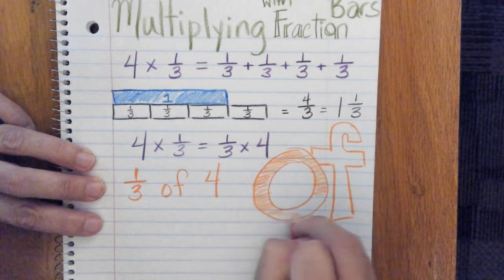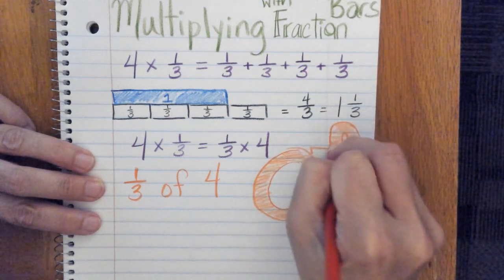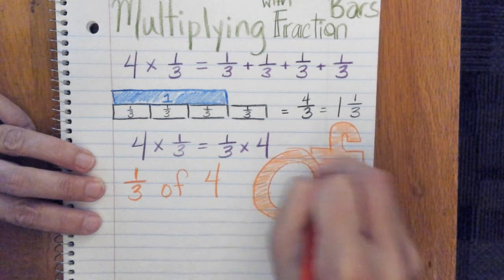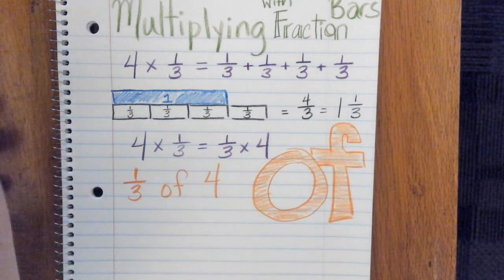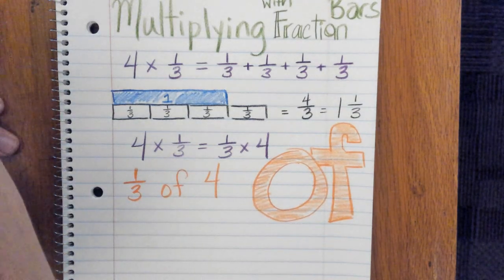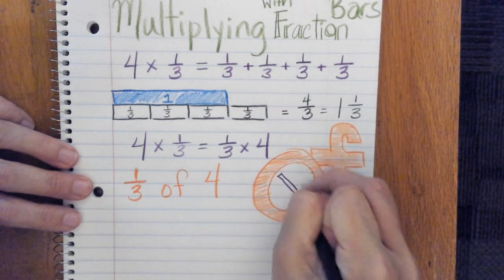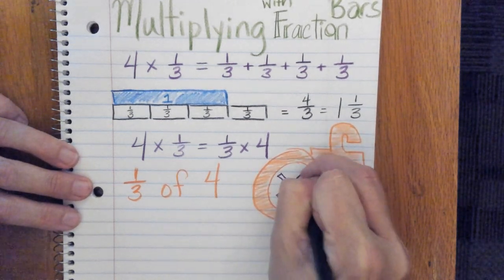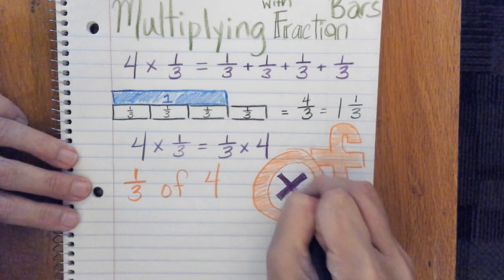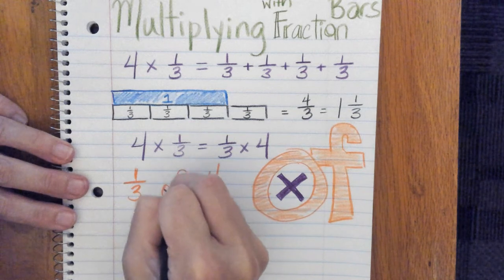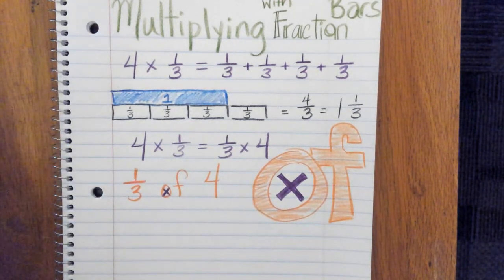If I said 1/3 of 8, I would be saying 1/3 times 8. If I said 1/2 of 10, I would be saying 1/2 times 10. "Of" mathematically means to multiply, so I'm just making a note of that for myself. So 1/3 of 4 means 1/3 times 4.